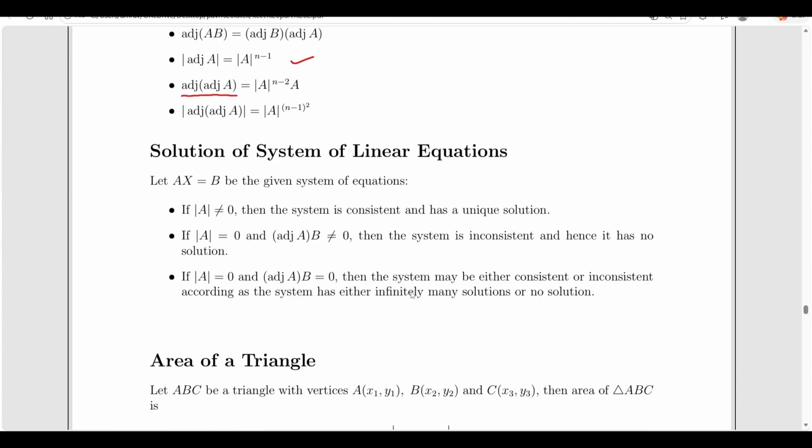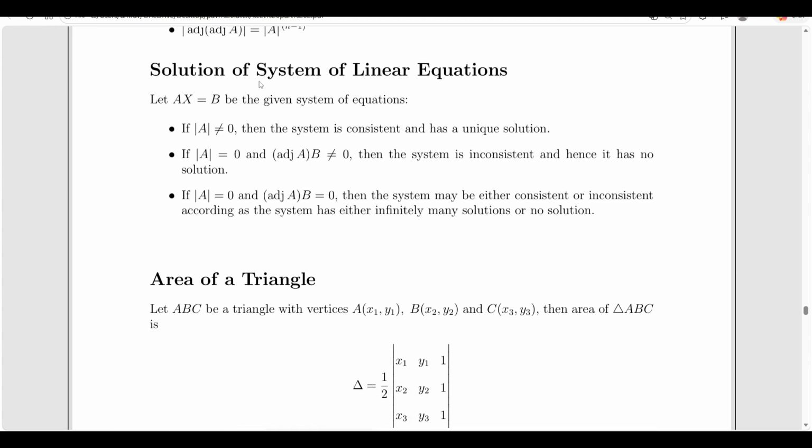So next comes the solution of a system of linear equations. If you have a matrix A and the unknowns x, y, z, you take it as Ax equal to B, where B is also a matrix, given the system of equations.